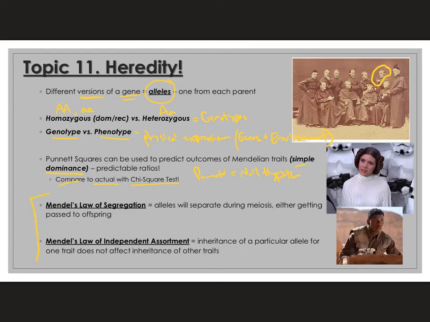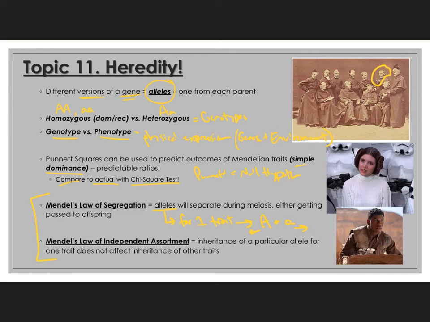Now, Mendel had two laws that stood the test of time and continue to be used today when we talk about inheritance, right? Mendel's law of segregation states that the alleles for a particular trait will separate during meiosis. So realize this is only focusing on one trait, right? The alleles for a particular trait. So like the big A and the little a will be separated from each other during meiosis, and the offspring will get one or the other.